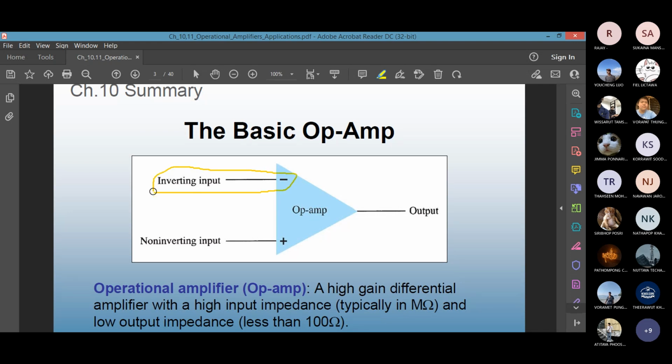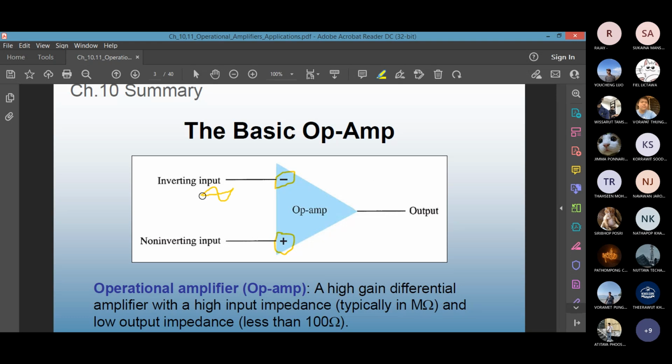Usually when we do the circuit diagram in the class and solving problems, what we usually do is put the non-inverting on top. No, this is correct. Inverting should be on the top. Inverting input is given by a minus sign, and non-inverting is given by a plus sign. What is the meaning of that?